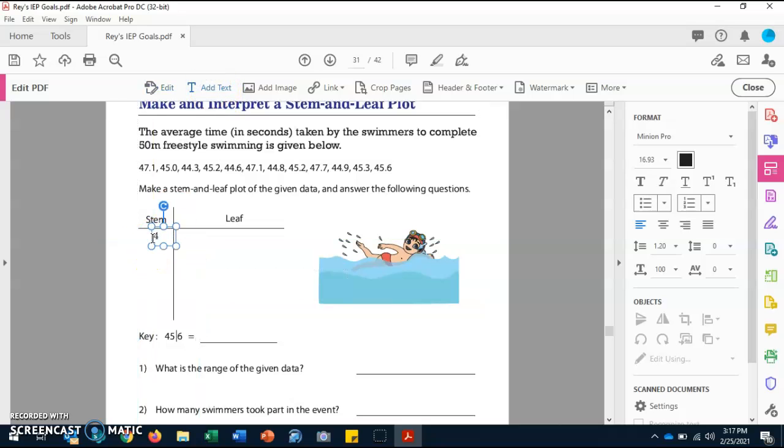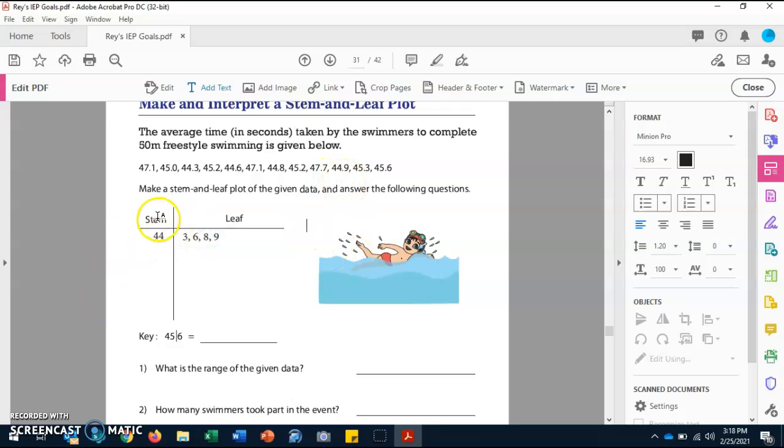And we're going to put 44, and start here with 3. Then we have our 44.6, so 6. Our 44.8, so 8. And then our 44.9 and 9.